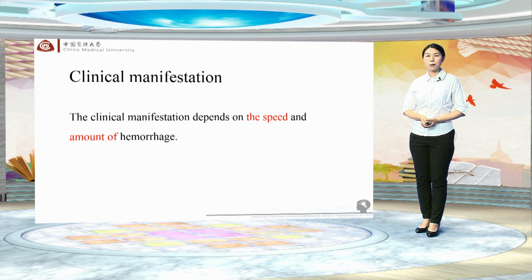There are many clinical manifestations of upper gastrointestinal hemorrhage, which are classified into 5 major clinical manifestations. The patient may have some of them. Their performance depends mainly on the speed and amount of hemorrhage.